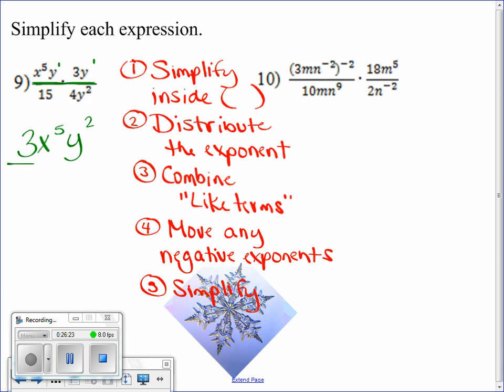Okay, on the bottom, can I put anything together on the bottom? Yeah, the 15 and the 4, what am I doing with those? We're multiplying. They're not exponents. So we're going to multiply 15 times 4, which is 60. And we have y squared.